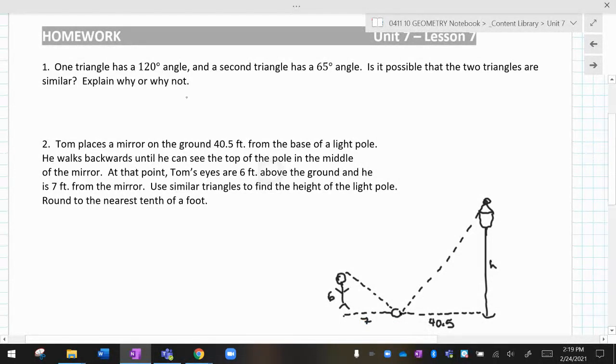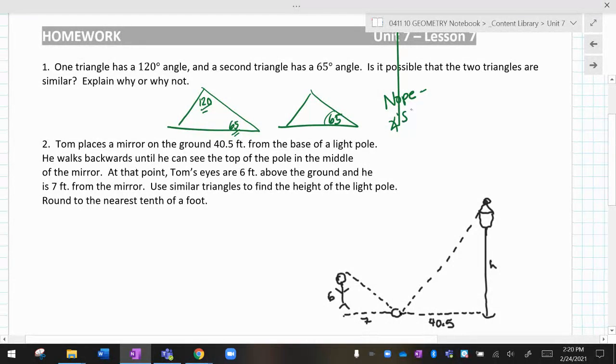One triangle has a 120-degree angle, and another one has a 65-degree angle. Is it possible they're similar? Well, if they're similar, their angles should match up. So if this is 65 here, this would have to be 65 there. And I can't have a 120 and a 65. That adds up to more than 180. So nope, not possible. The angles would add up to more than 180.